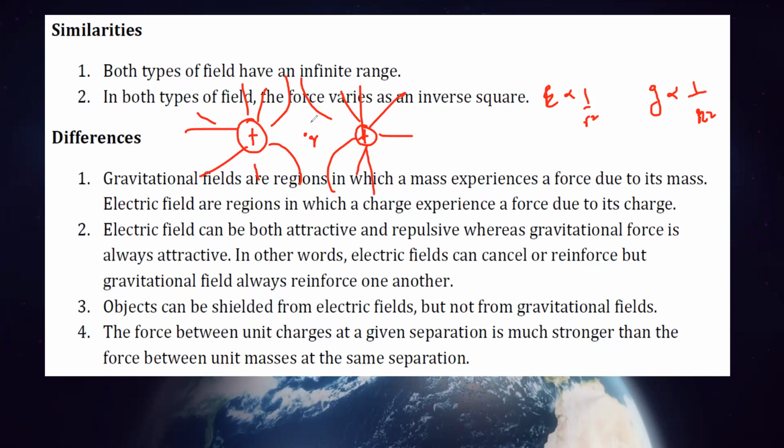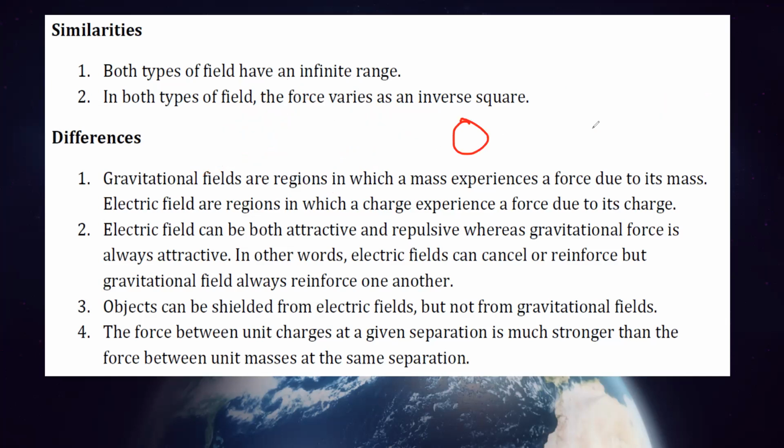Matter, like mass, cannot be shielded. So for the gravitational field, there is no shielding. If we have two objects and we introduce another particle, another massive object or another piece of matter, they will all experience the gravitational field. We cannot make the gravitational field zero at this point.